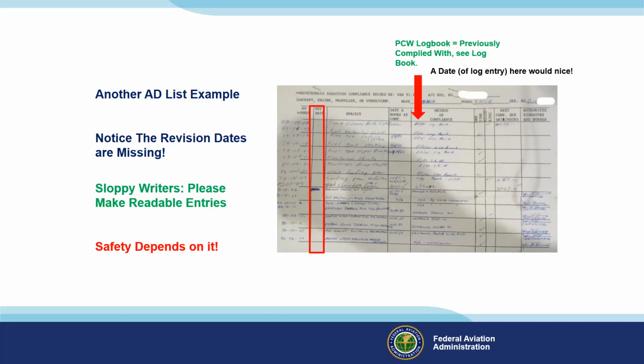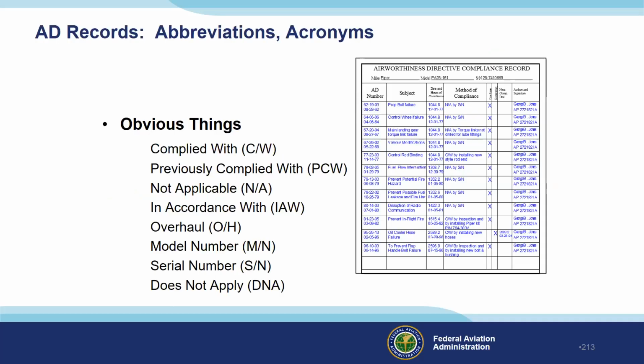PCW means previously complied with. See logbook. It'd be nice if they put the date there, so then you could look in the logbook and know exactly when it was complied with. You could look at the log entry. Here are some obvious acronyms or abbreviations that are used oftentimes. Most of us are pretty familiar with these abbreviations.